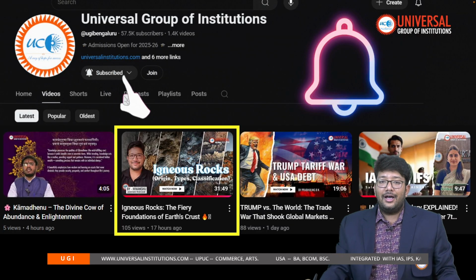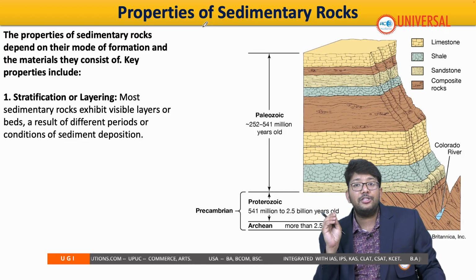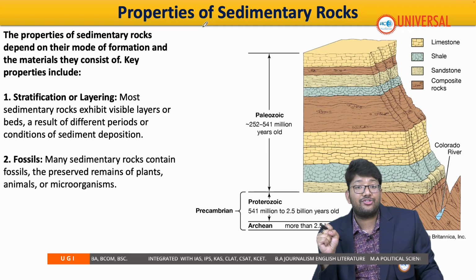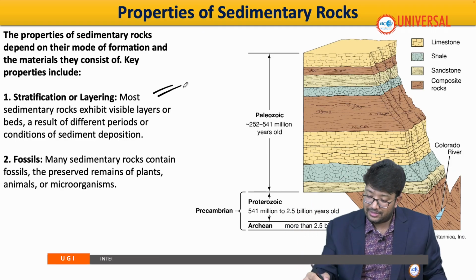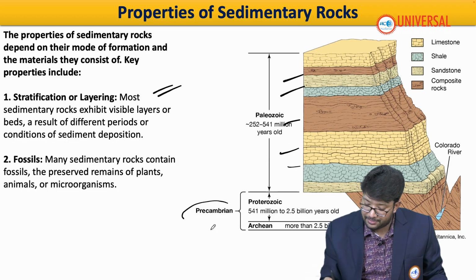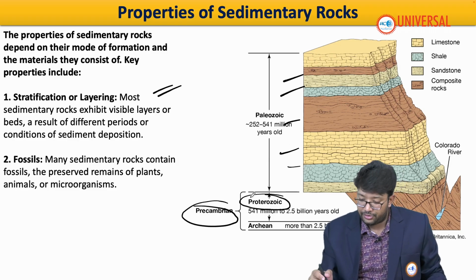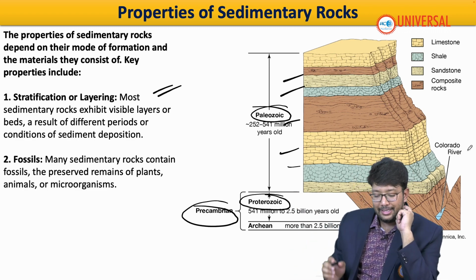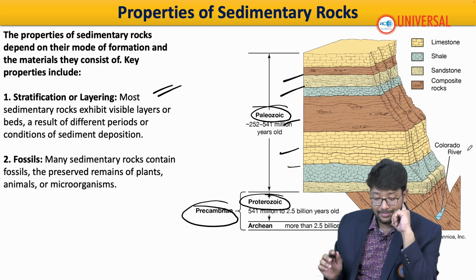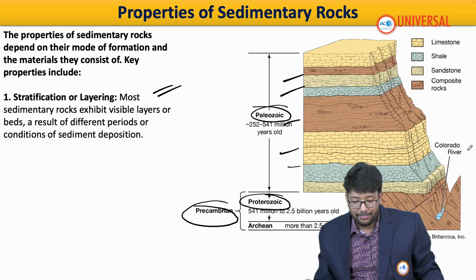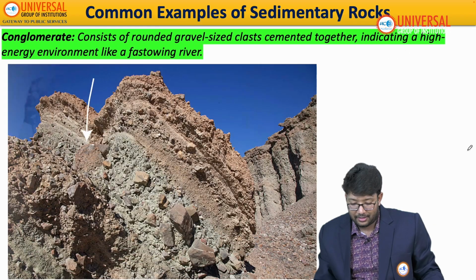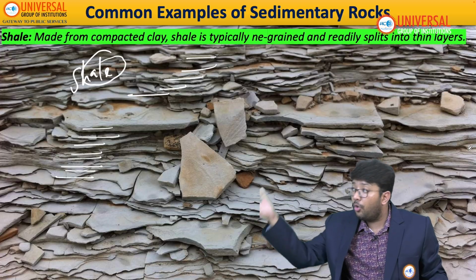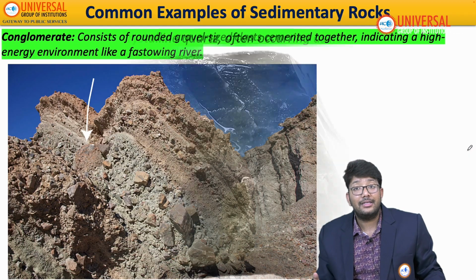Okay, so students, if we talk about the properties of sedimentary rocks, the first property is layering, or stratification. This is the layering. As you can see, these are the eras: Precambrian, Proterozoic, Paleozoic. This is the structure of the Colorado River. Most sedimentary rocks exhibit visible layers, like the example of this particular shale. You can easily see the layers. The whole rock is made up of layers only.